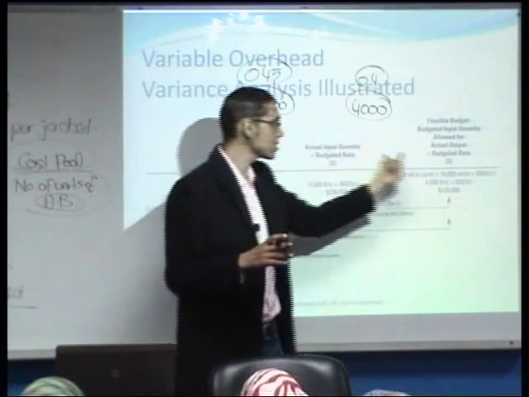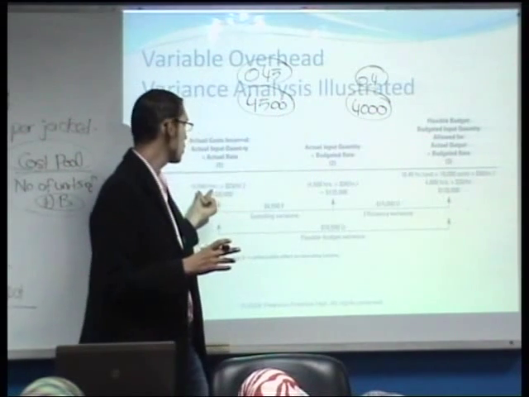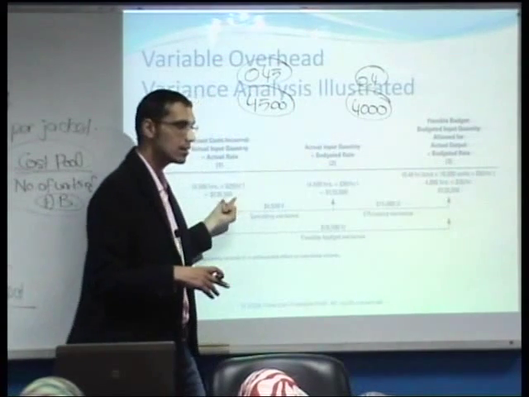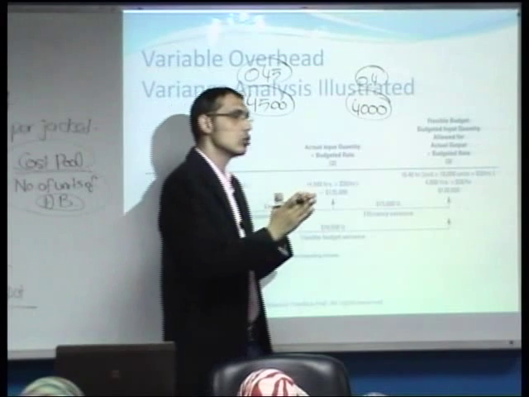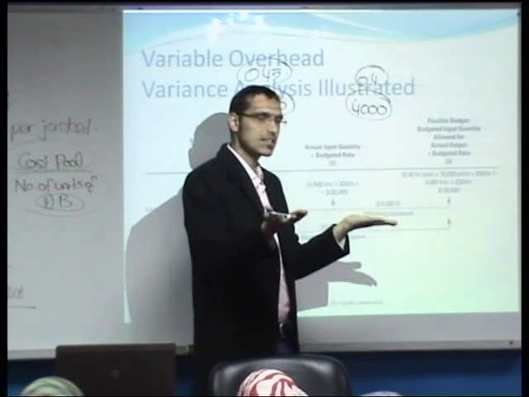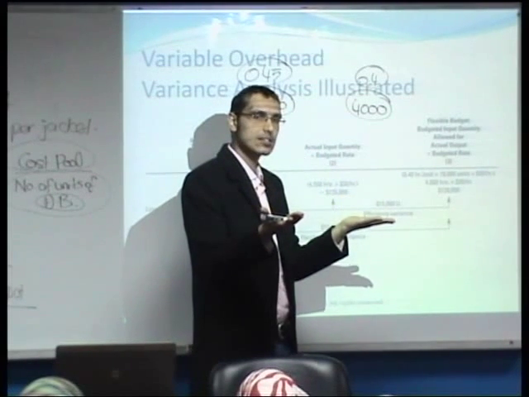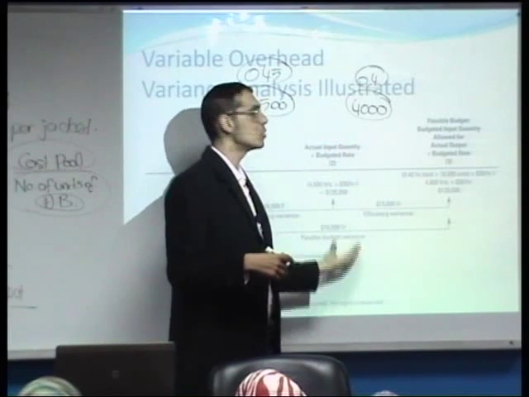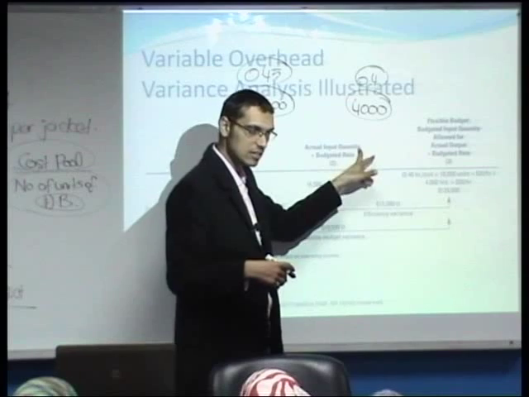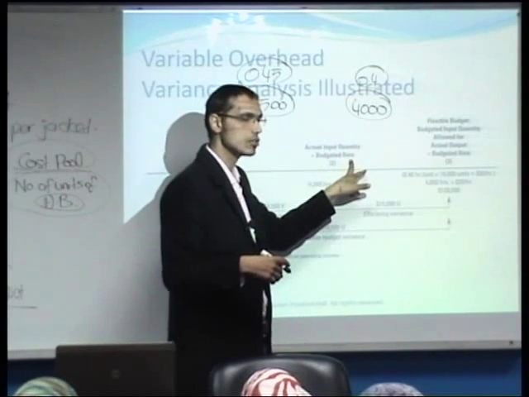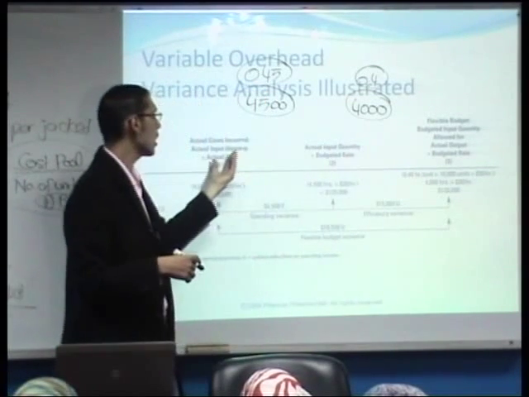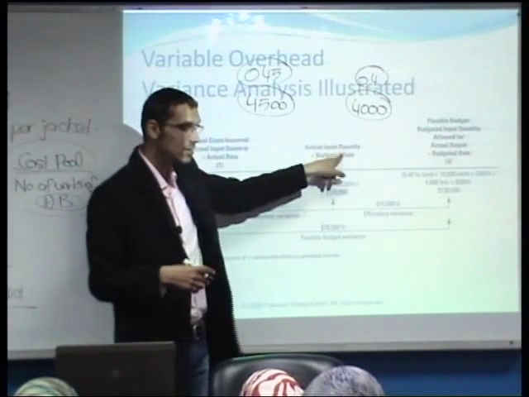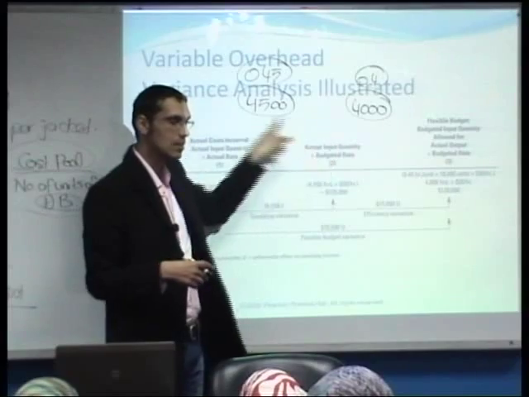We have a difference in the number of machine hours, and we also have a difference in the budgeted and actual rate. Therefore, in order to divide our flexible budget variance into two variances, we need to consider a second column, which is the actual input quantity multiplied by the budgeted rate. The difference between column 1 and column 2, as you can see, is between the rates. Therefore, this is the spending variance.